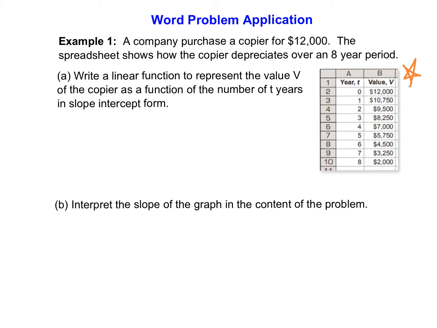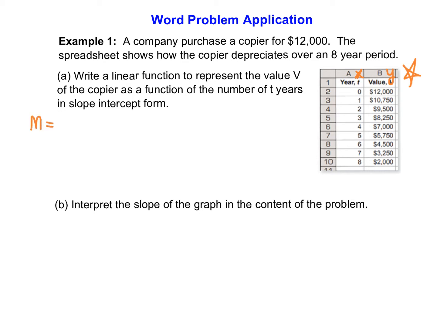So the first part says, write a linear function to represent the value v, so those are going to be our y values, of the copier as a function of the number of years t. So that means that's going to function as our x value there. So the first thing we need to do is write this equation and get it into slope-intercept form. So just like before, we always start in point-slope form and then we rewrite it into slope-intercept form.